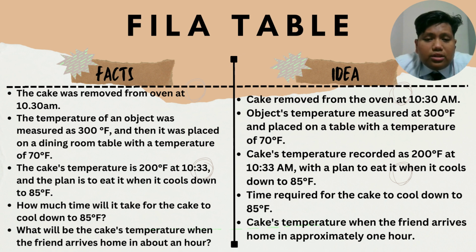The idea of this question is the cake was removed from the oven at 10:30 am. Object temperature was measured at 300 Fahrenheit and placed on the table with a temperature of 70 Fahrenheit. Cake temperature was recorded as 200 Fahrenheit at 10:33 am.